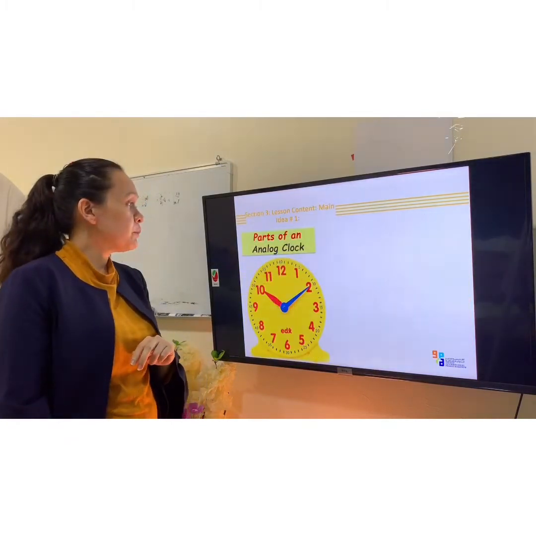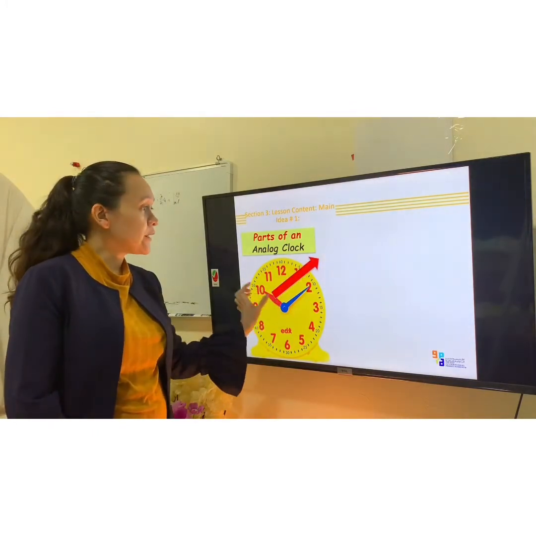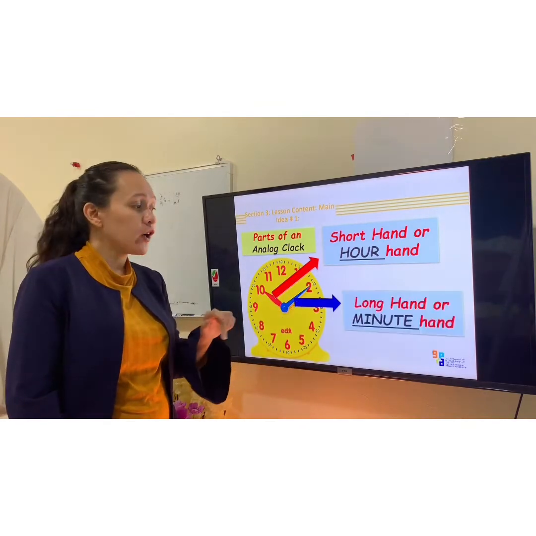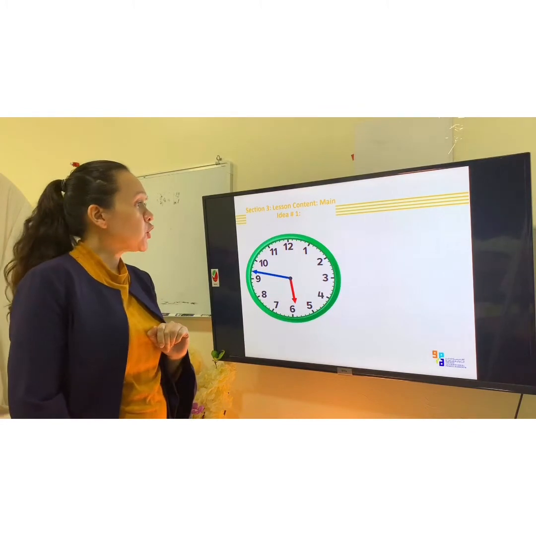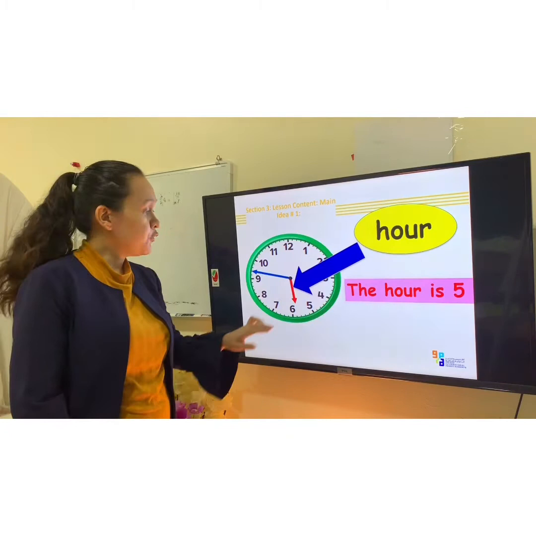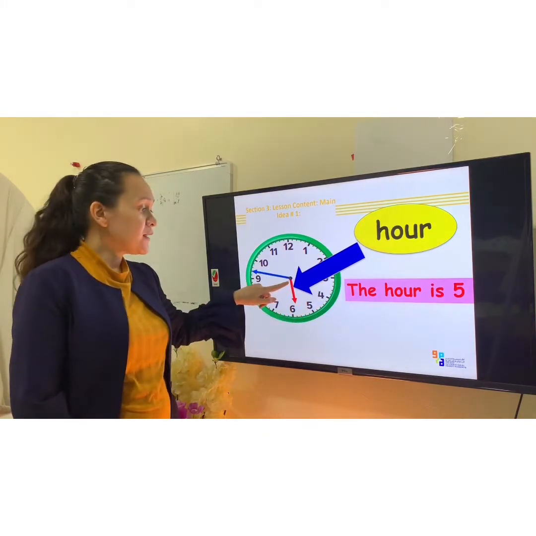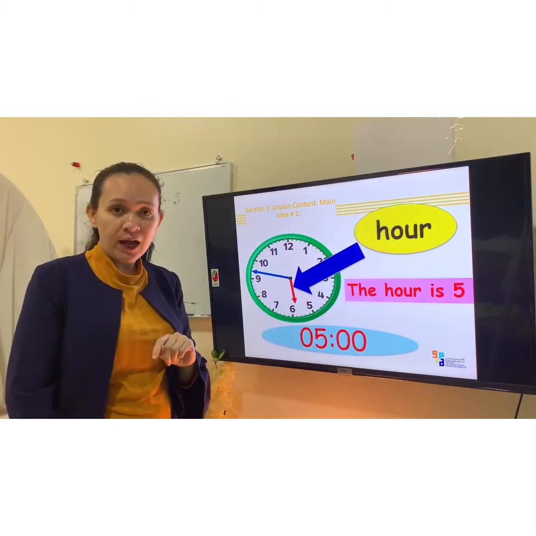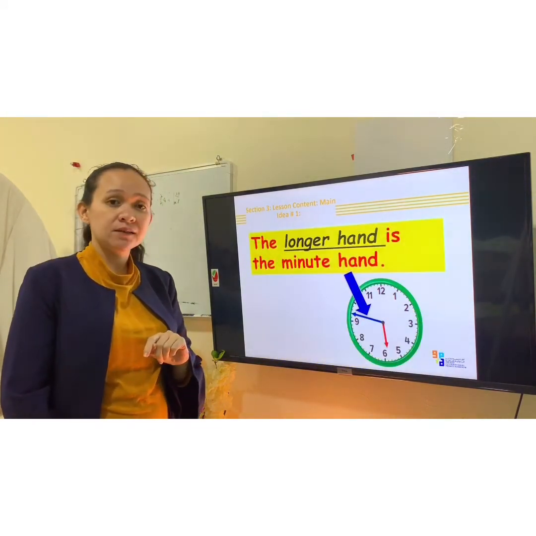Now let's move to the parts of an analog clock. If you notice, this is the short hand or the hour hand. This is the long hand or the minute hand. Now I have here a clock. It shows the hour. The hour is 5. If you notice, the hour hand has passed the 5, but it has not reached the 6. So still, the time is 5. Now let's move to the minute hand or the longer hand.